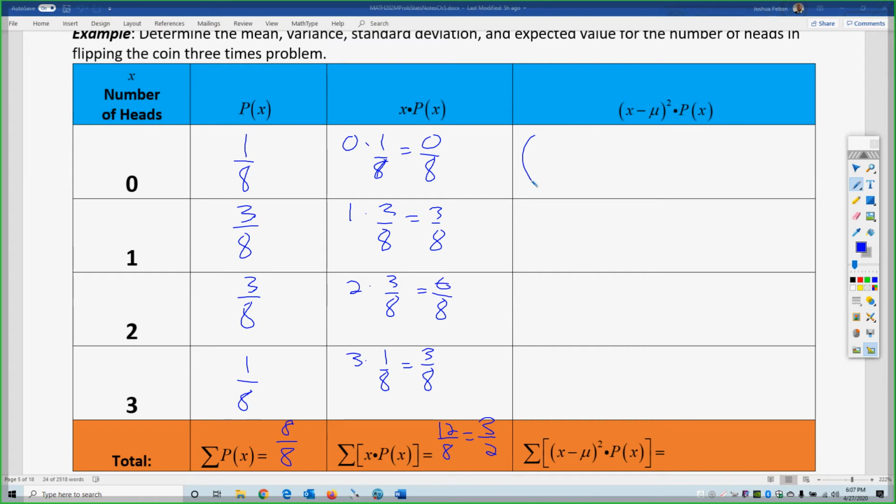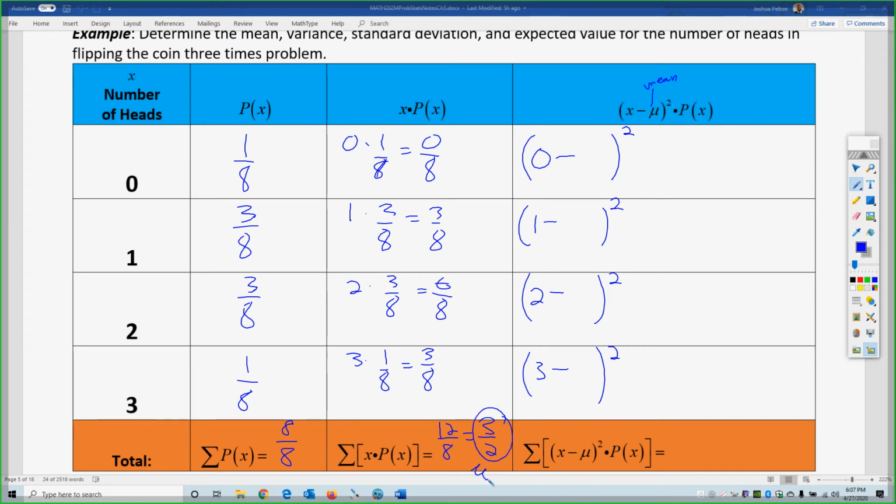So x in this case is 0, 1, 2, and 3. So x minus mu, each squared. Mu is the mean, isn't it? Right, that's the mean. For a population, since these are a little bit different here, this answer right here is actually mu, which is the population mean.